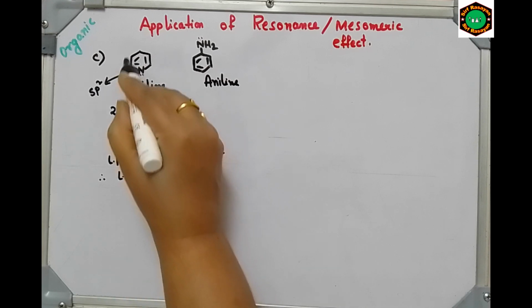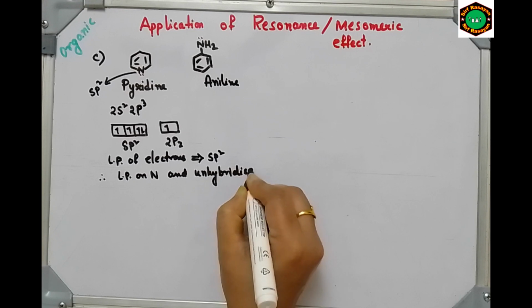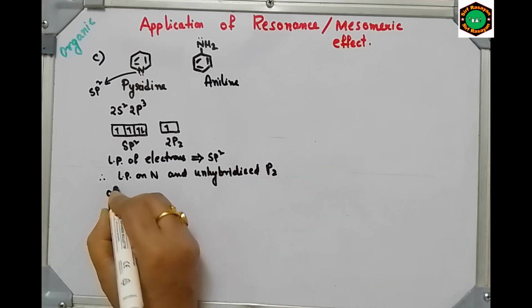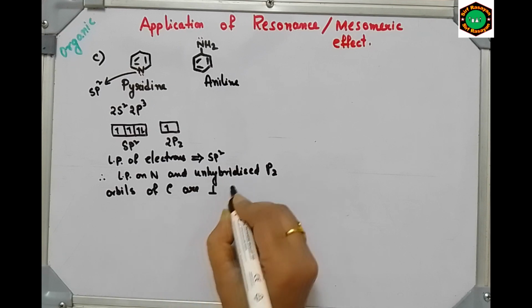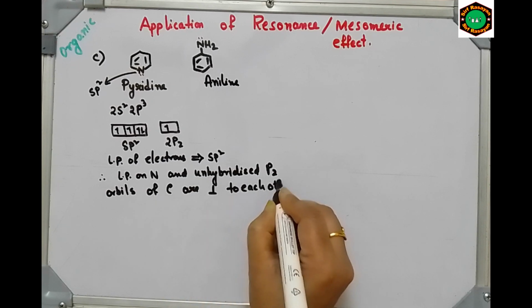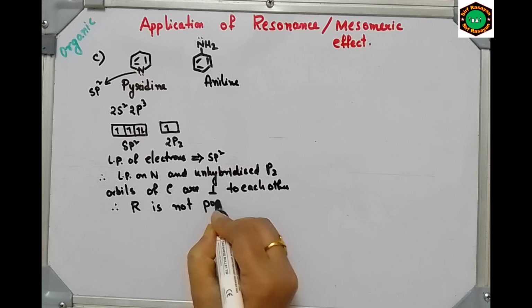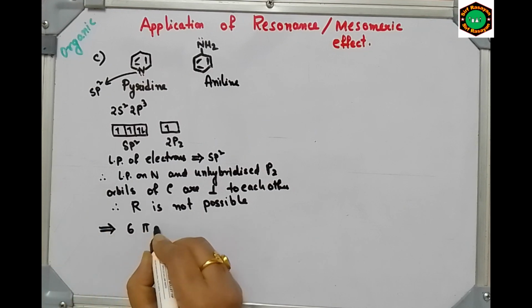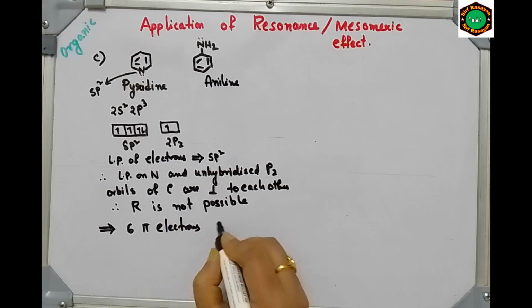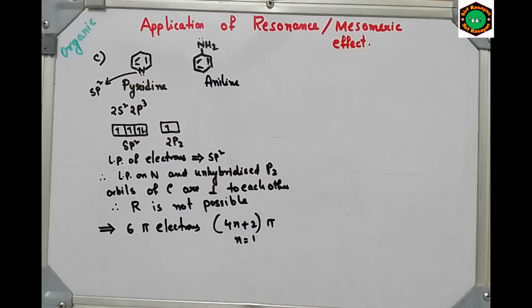and the unhybridized pz orbitals of carbon are perpendicular to each other. Therefore, resonance is not possible. So pyridine has 6 delocalized pi electrons. This is 4n plus 2 pi electrons, where n is equal to 1. So this is cyclic, planar and has 6 delocalized pi electrons.